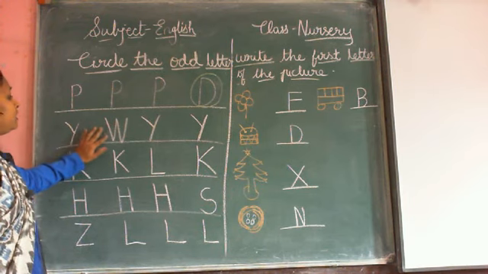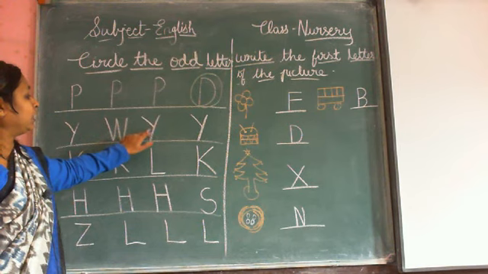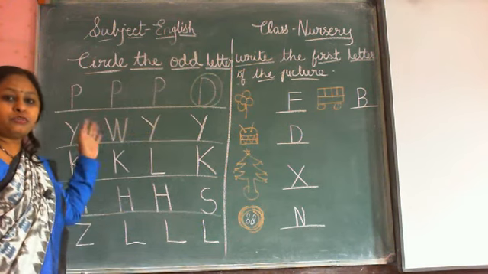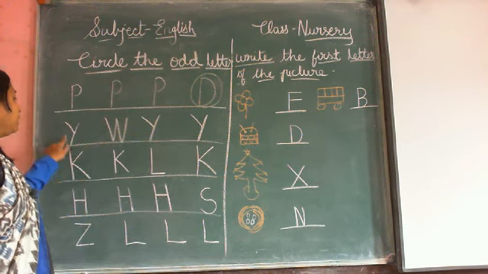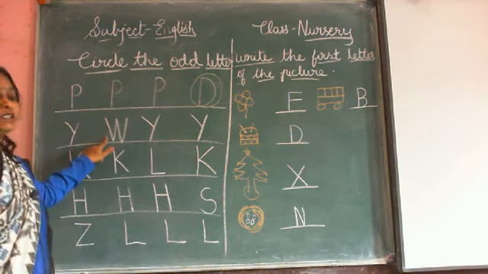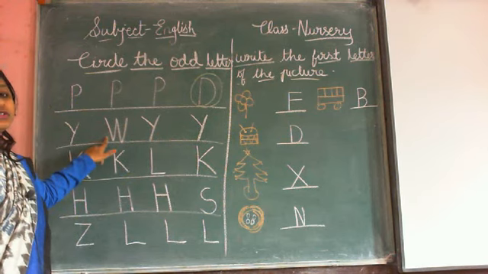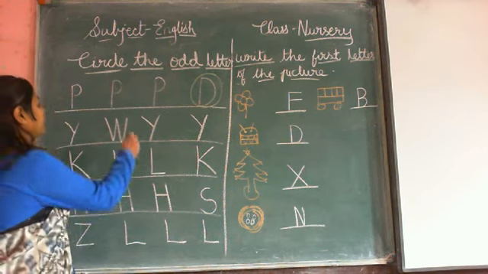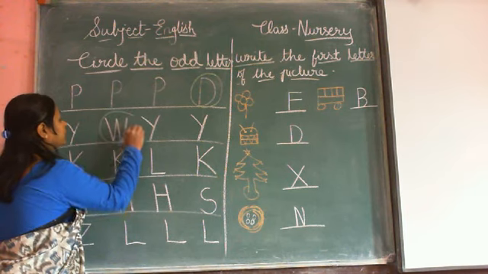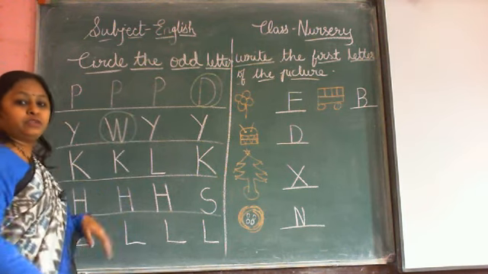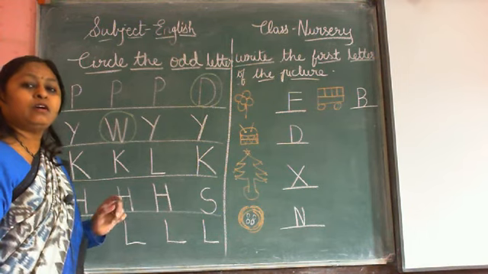Now look at the next. Y, W, Y, Y. So which one is odd? Y, Y, Y. But this is W. So W is odd one. So we will circle it. What we will do? We will circle the odd letter.